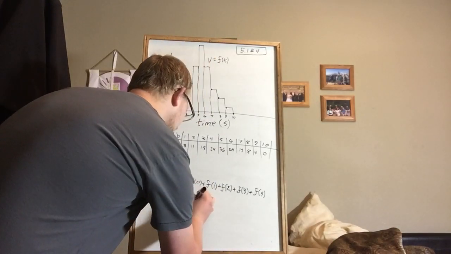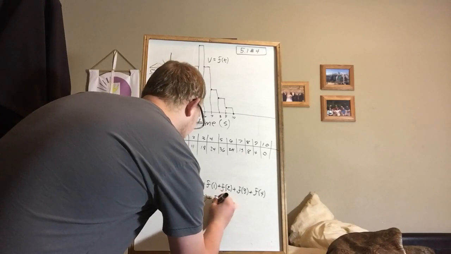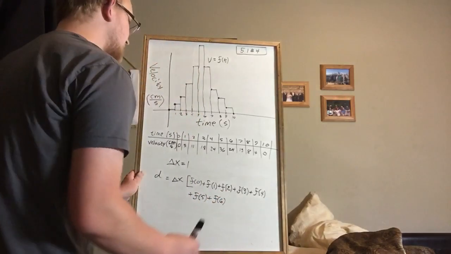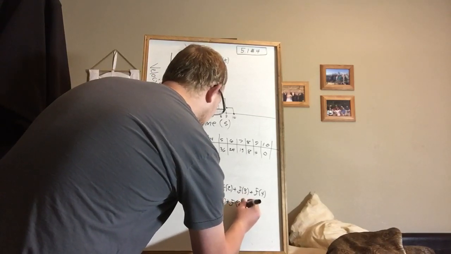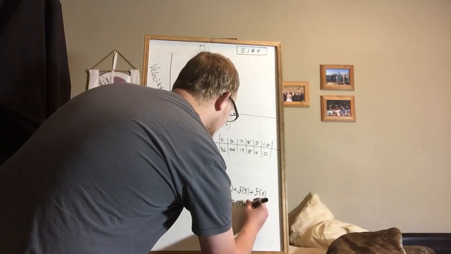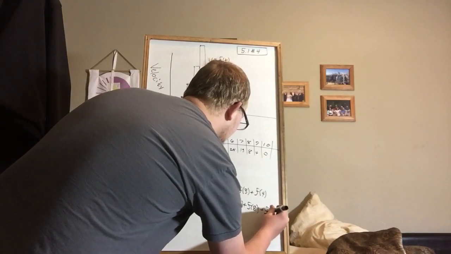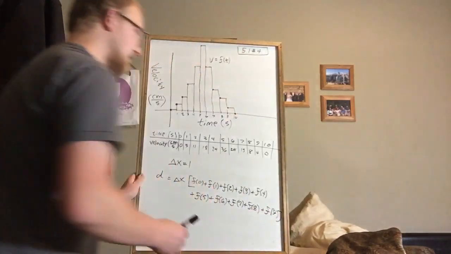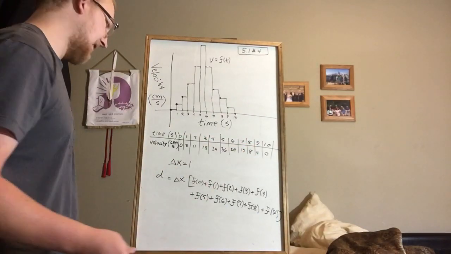Then we're going to add f of 5 for the height of our sixth rectangle, f of 6 for the height of our seventh rectangle, f of 7 for the height of our eighth rectangle, f of 8 for the height of our ninth, and plus f of 9 for the height of our 10th. And that's where our 10 rectangles end. So this is using left endpoint.